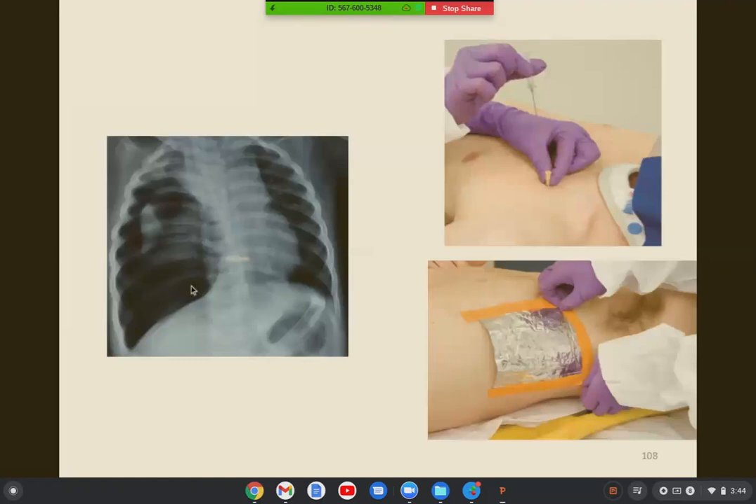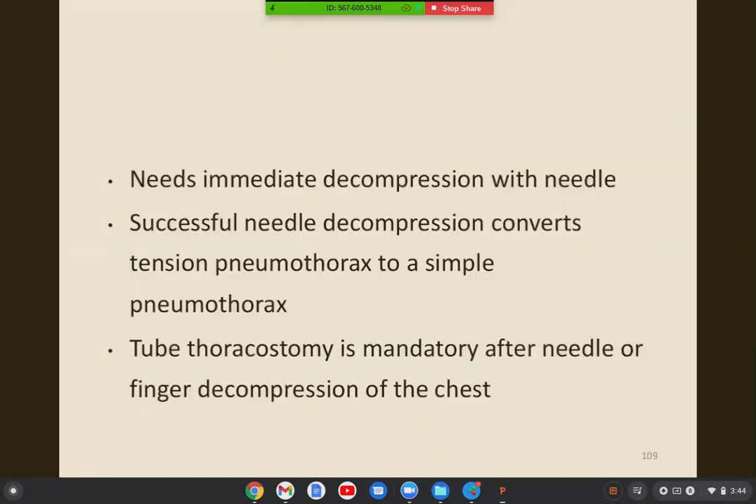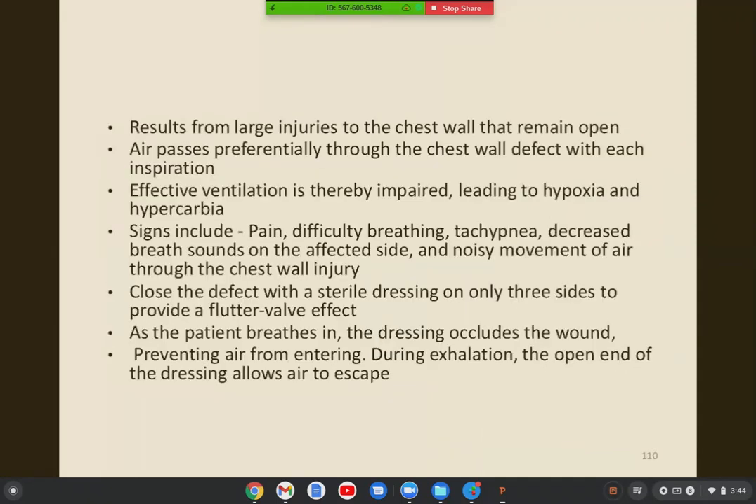Pneumothorax, we put in a surgical definitive ICD. Before that, we do a needle decompression in the second intercostal space, and the fifth intercostal space in the mid-axillary line is the definitive site for ICD. This picture represents open pneumothorax management. Whenever we do tube thoracostomy, it is mandatory to be done after needle or finger decompression of the chest.